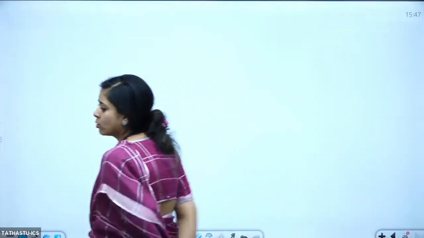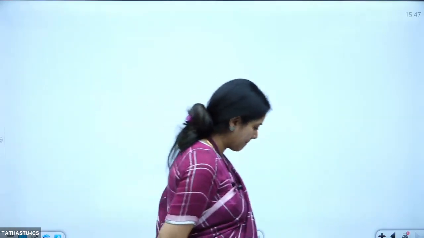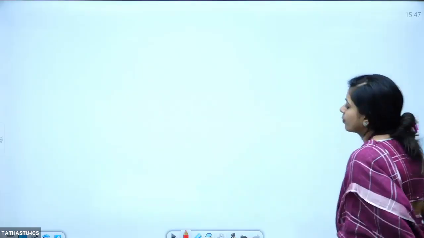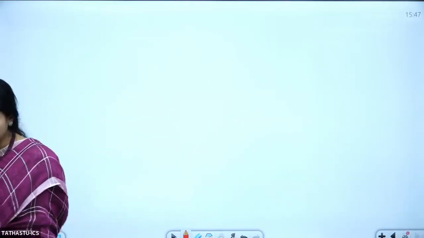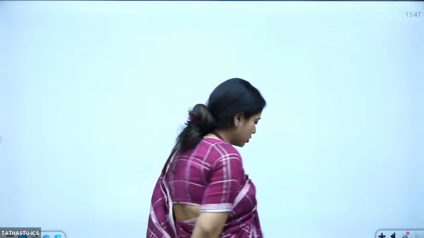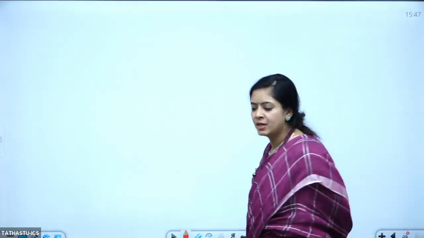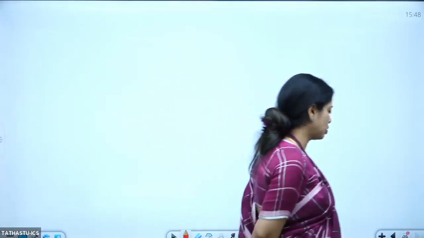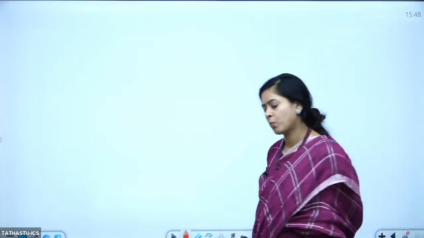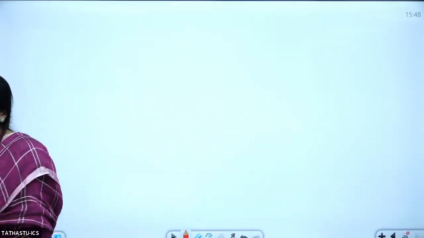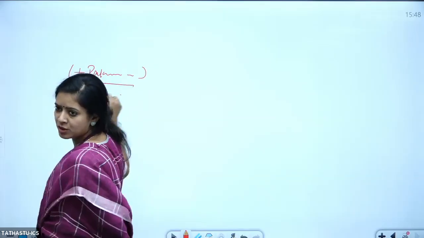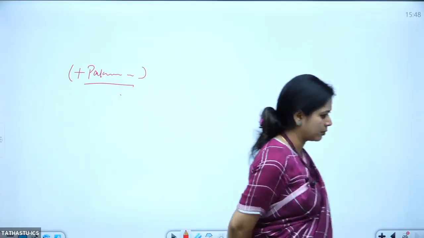Because a question can come directly on vyapti also, no? Second point, vyapti is the logical ground or nerve center for inference. Inference is dependent on the knowledge of vyapti. Put a bracket and write paksh dharmata. So along with vyapti you also need paksh dharmata.